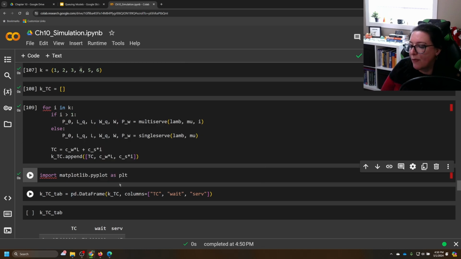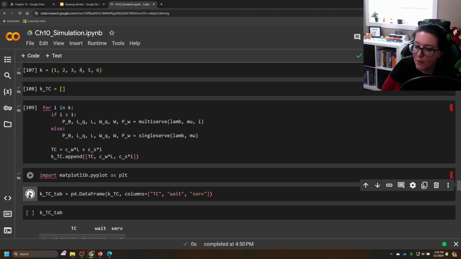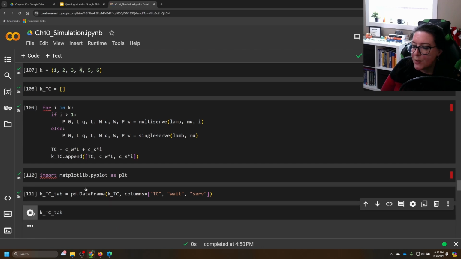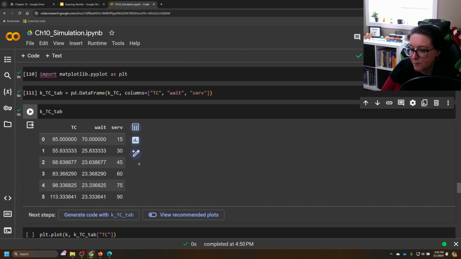We're using a data frame. We're going to pull that information that is going to be our total cost, and then it's going to have our wait and our serve costs. So the two separated, and then we can add them together. And so we can create this table here.